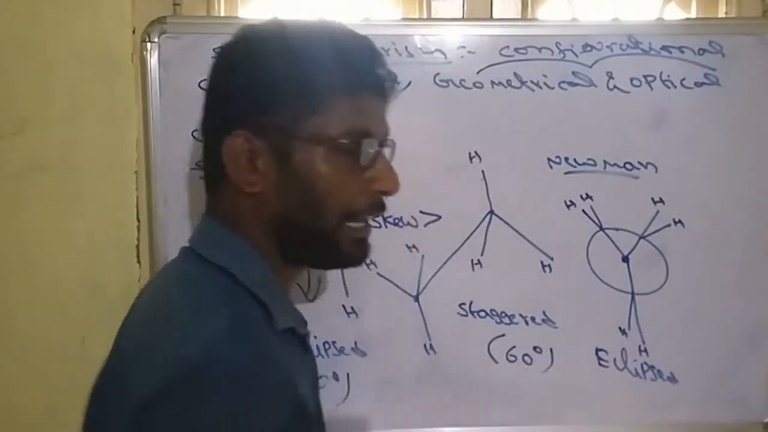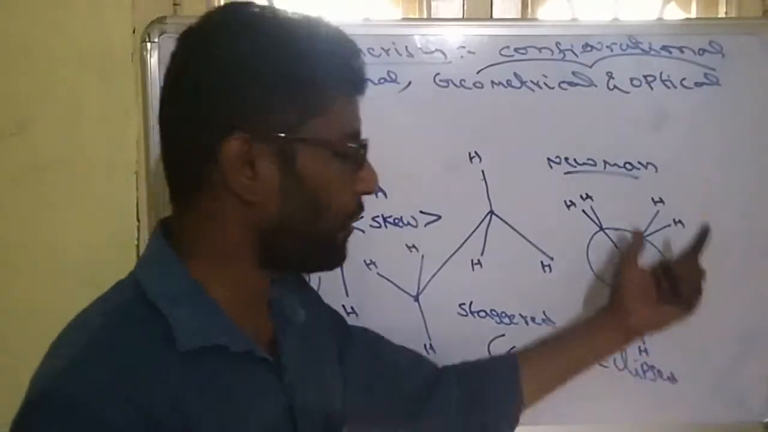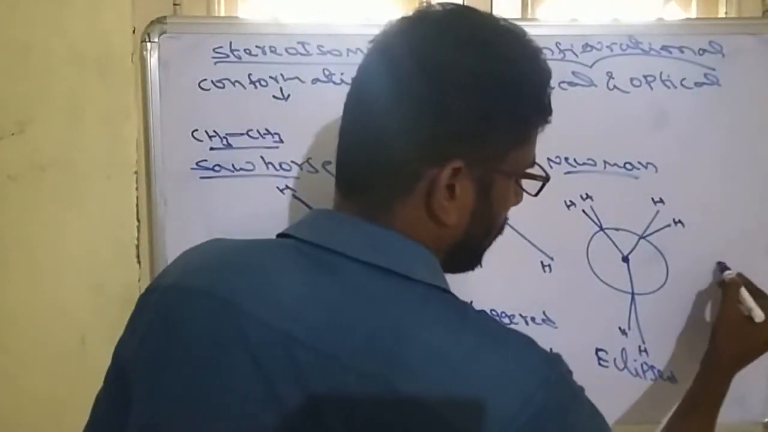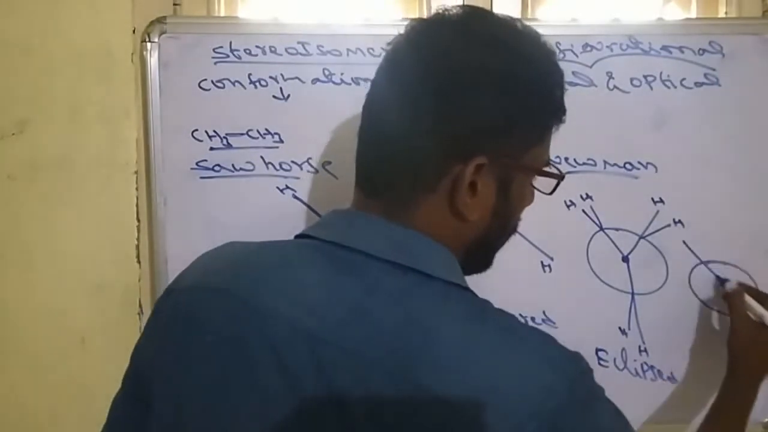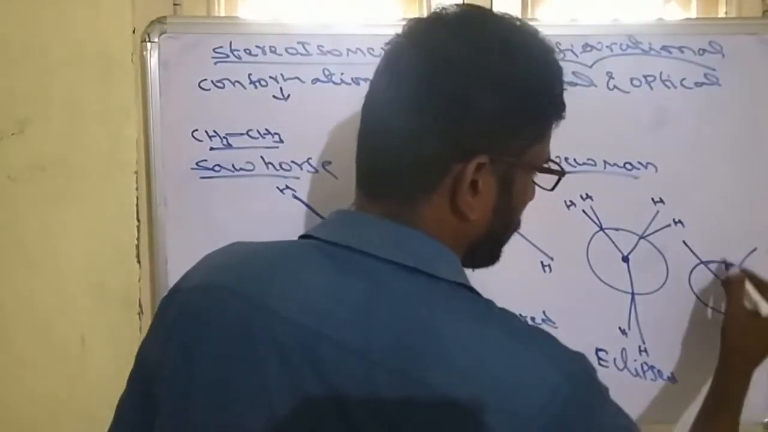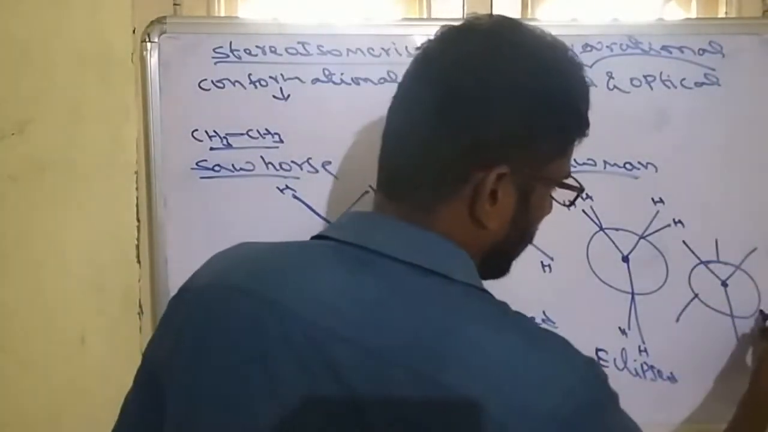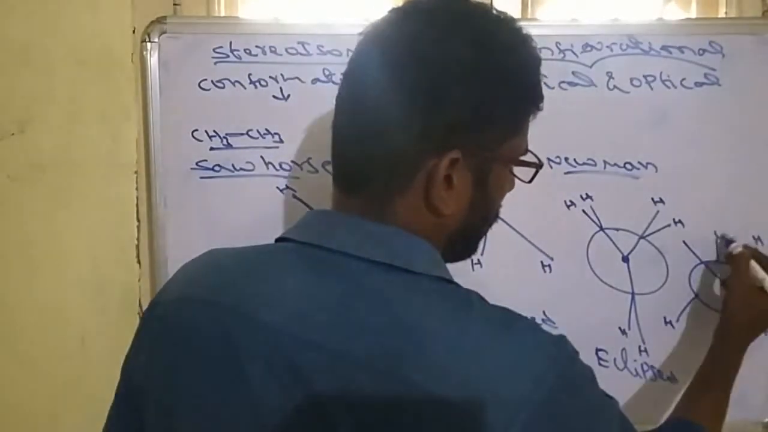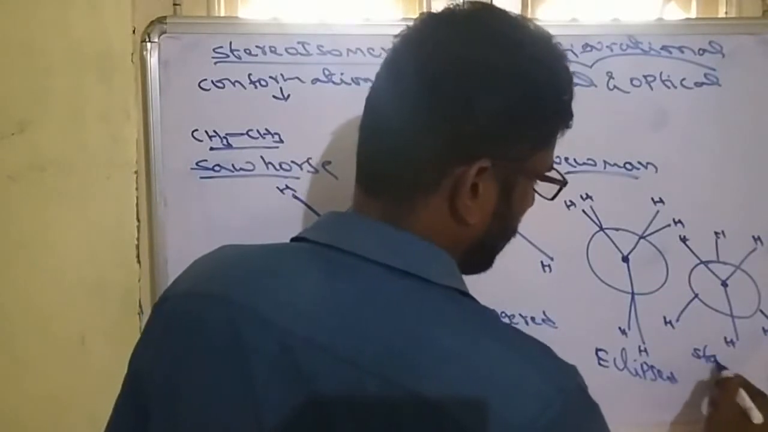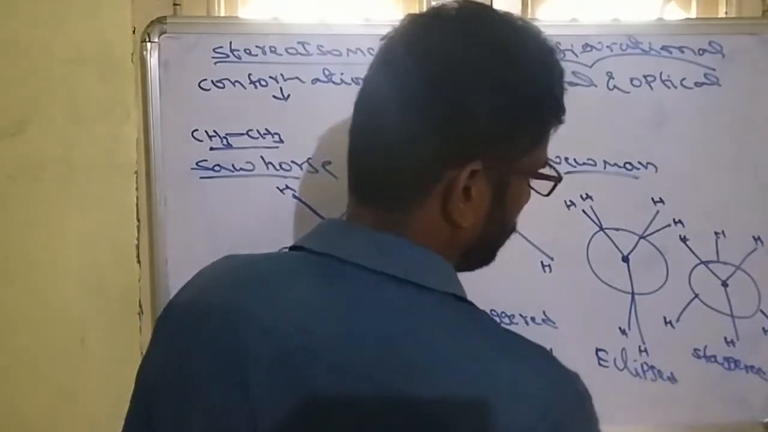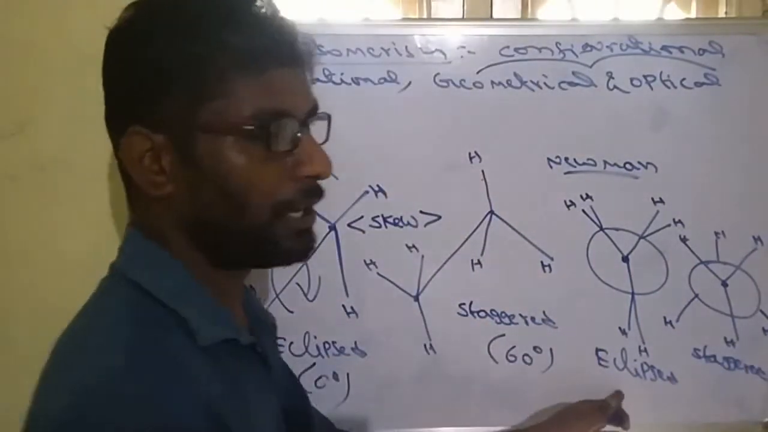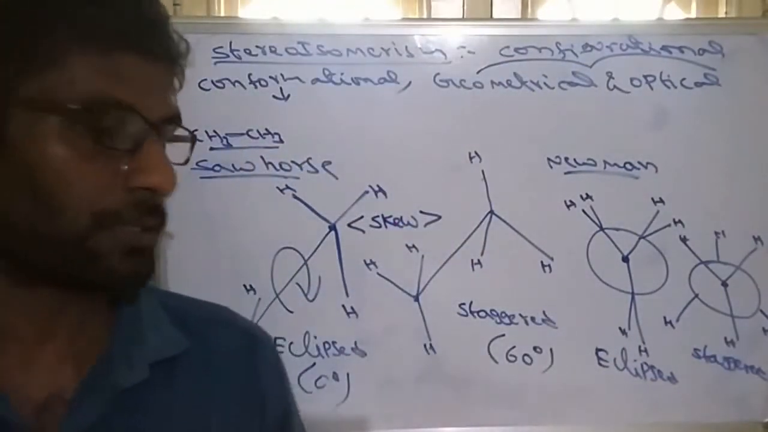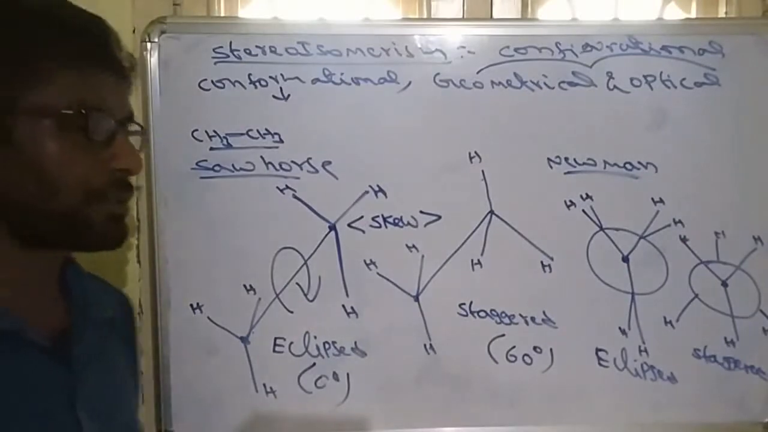So this is eclipsed, because both the dot is also Y and the circle is also Y, both at the same position. But if one I am writing Y and the other, the opposite, anti-Y, I am writing hydrogen, hydrogen, hydrogen. Now this is called staggered. So eclipsed is a 0 degree dihedral angle, staggered is a 60 degree dihedral angle. So this is conformational isomerism.